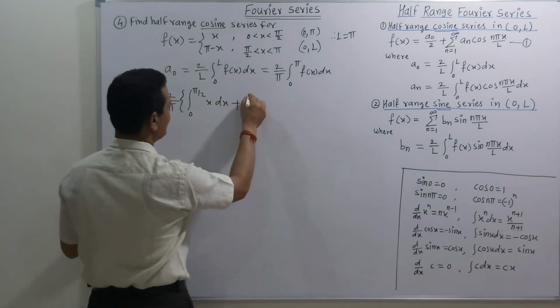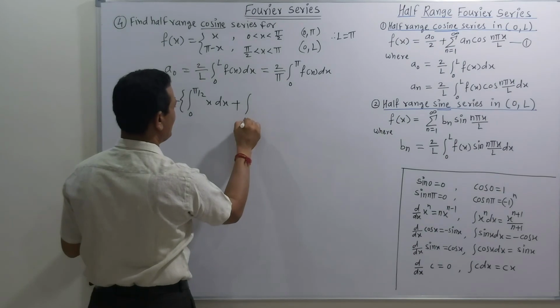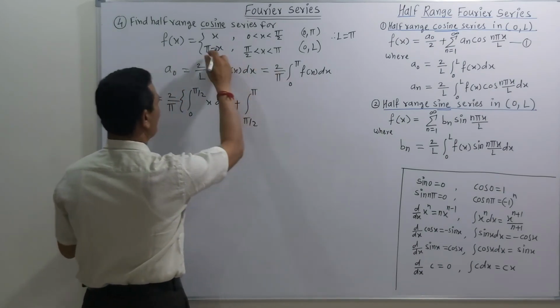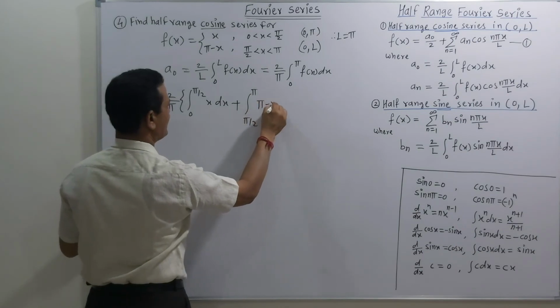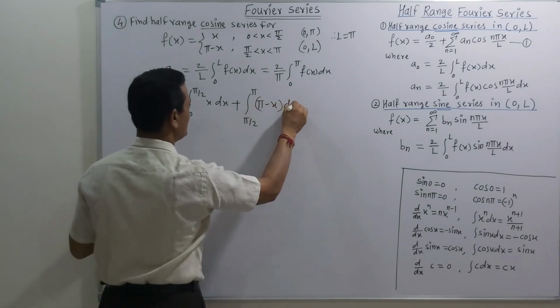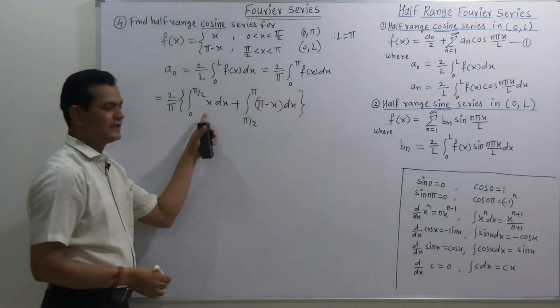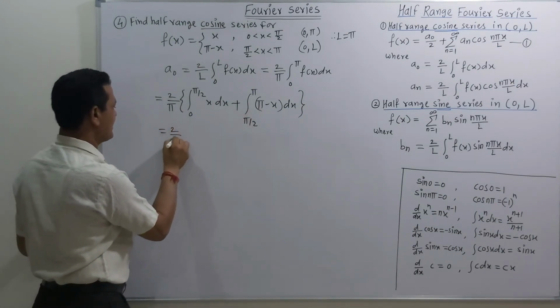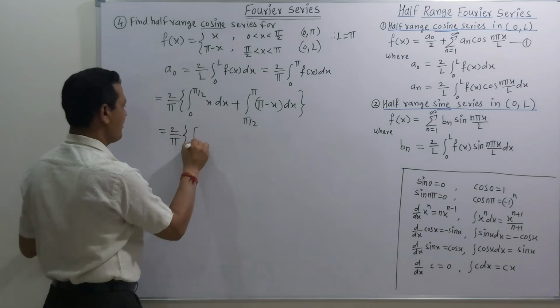Plus the second interval is pi by 2 to pi. We write this as pi by 2 to pi. Then the value of f of x is (pi minus x) dx. Now just find the integration of the first term and the second term. We get the next step as 1 upon pi for the first integration.